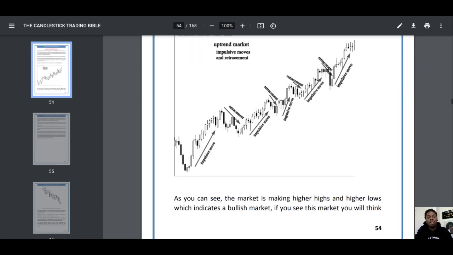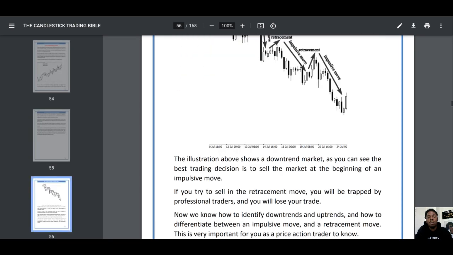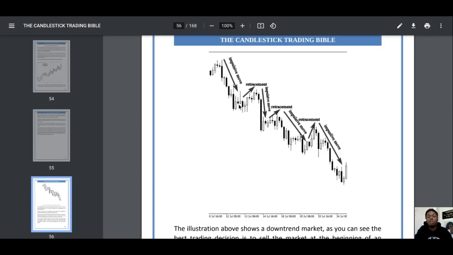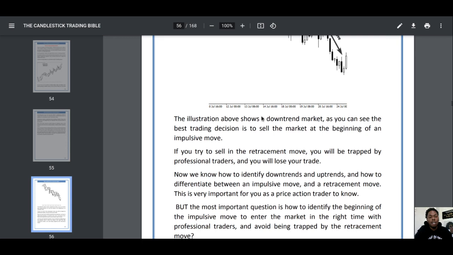So page 56, as we have a downtrend, as you can see, we have an impulsive move and a retracement from that impulsive move, okay? Why is it called the retracement? Because it's retracing from the move that just happened. What is it retracing from? Okay, so when you see a drop happening, what is this drop? It's retracing from this move, or the last move. All right.